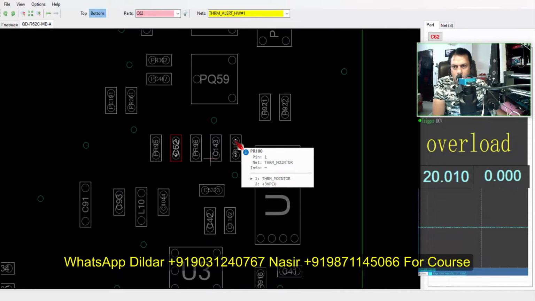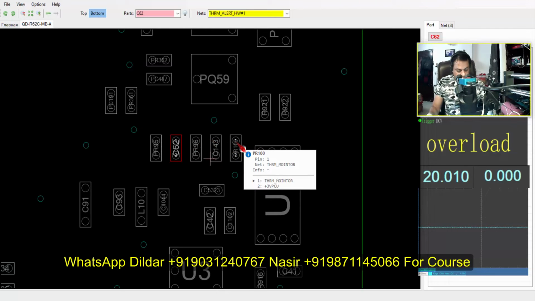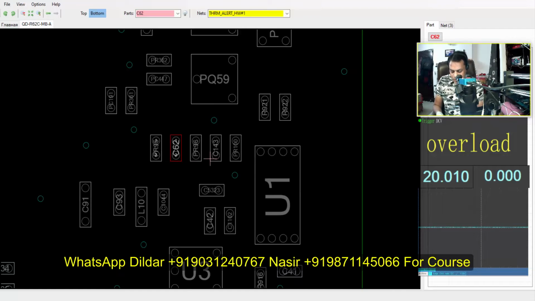PCU thermal monitor 1. This is the capacitor. What is the voltage? Voltage must be above 1.8 volt for thermal monitor. So now let's check. 3 volt PCU. Okay, and here, this is not good.